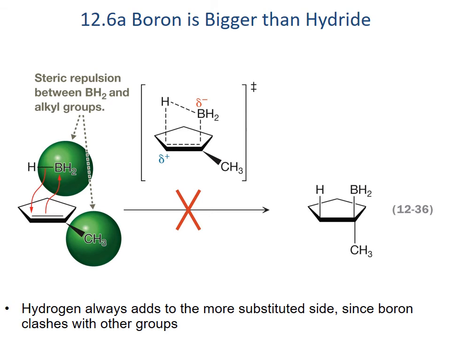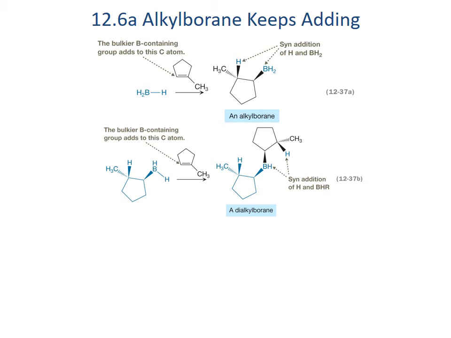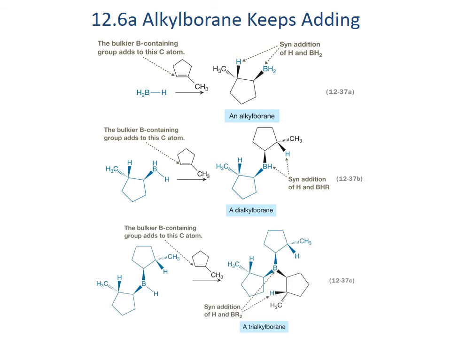Boron is not huge, but it is big enough that the hydrogen is always going to go to the more substituted side because of steric constraints. This becomes even more pronounced when the reaction proceeds because the boron continues to be electron deficient and will continue to add to alkenes. With each addition, it becomes bigger and bigger, amplifying the steric considerations.